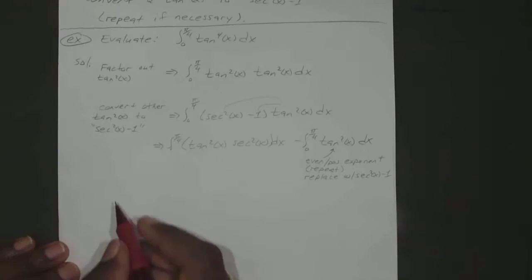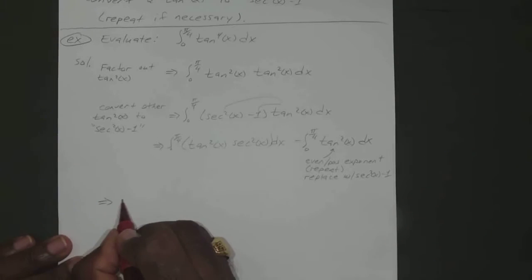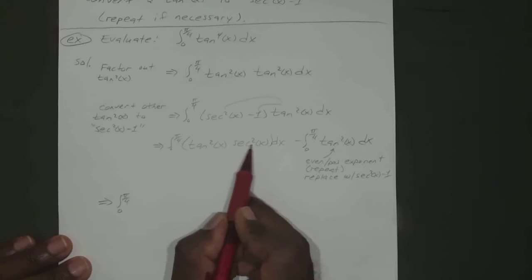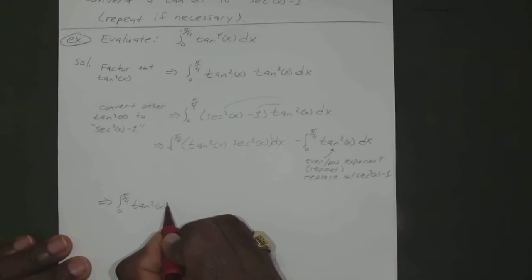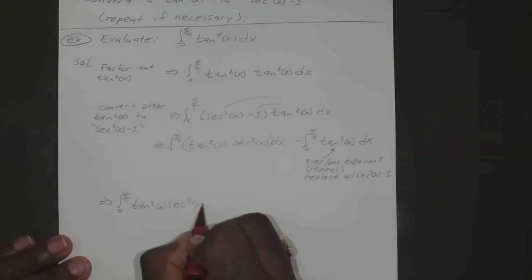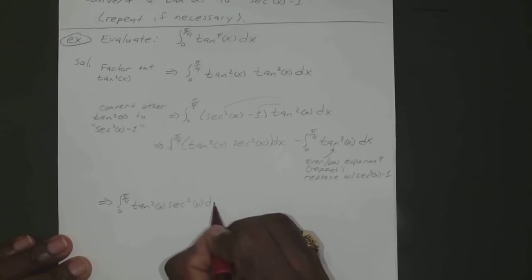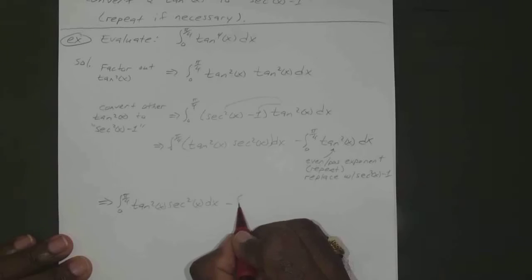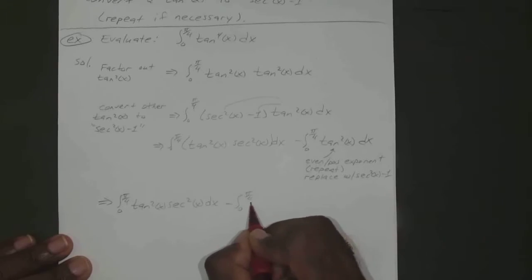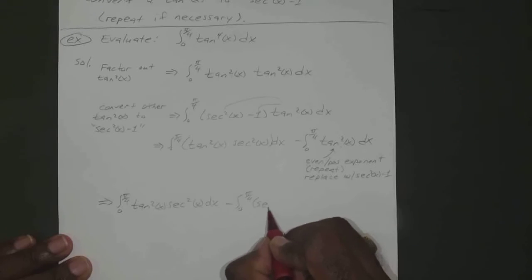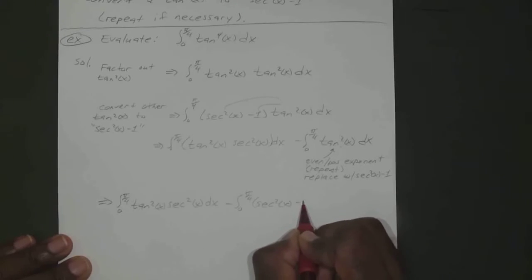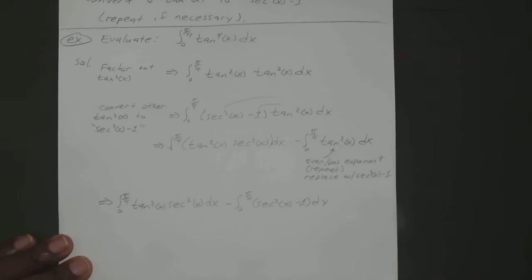Okay, so now that's going to give you the integral from 0 to pi over 4 tangent squared x secant squared x with respect to x minus the integral from 0 to pi over 4 secant squared x minus 1 with respect to x.